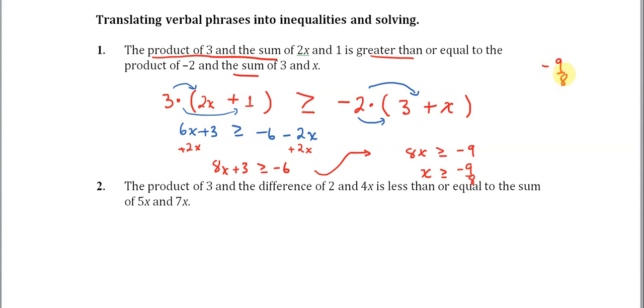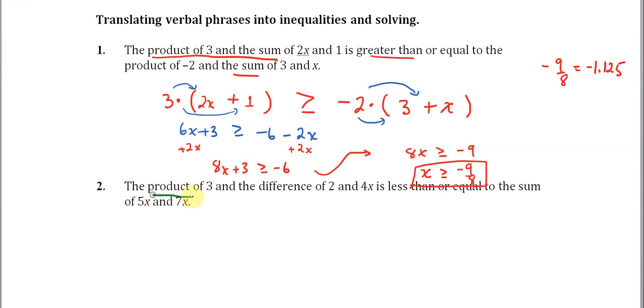-9 over 8 is -1.125, okay, if you want to convert that to a decimal. But I prefer to actually leave it as an improper fraction in this particular case. All right, let's continue and let's work on another problem.